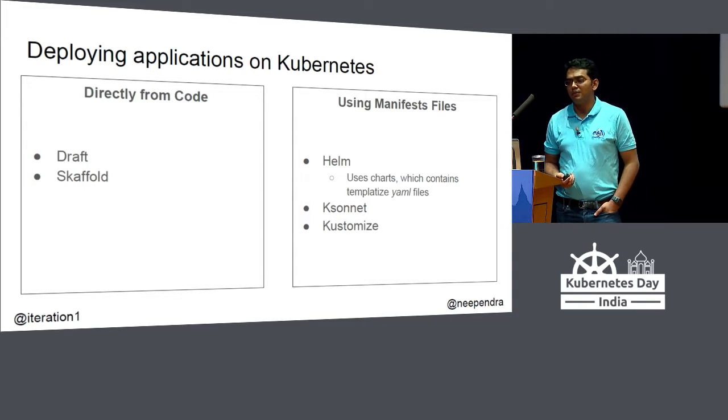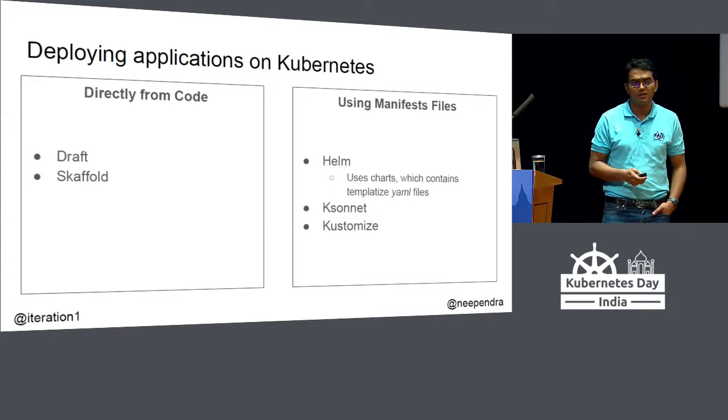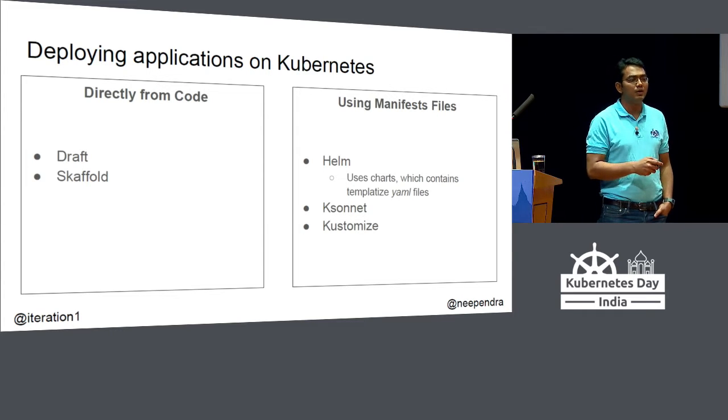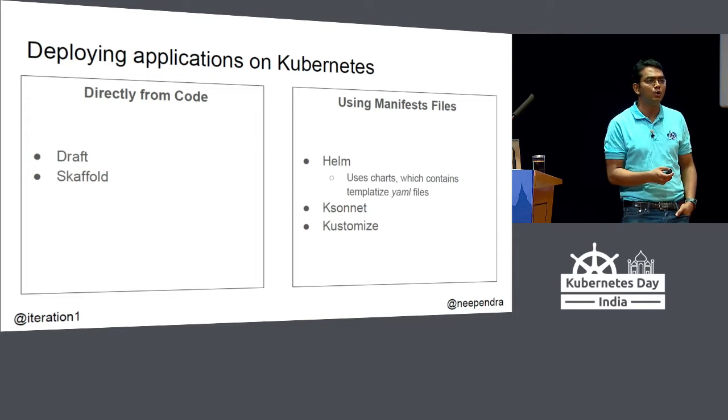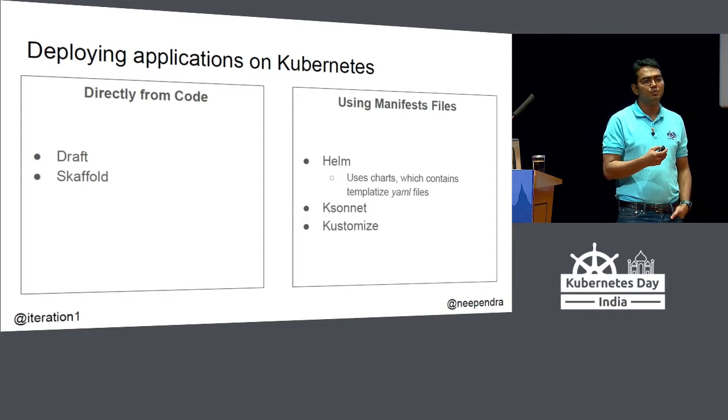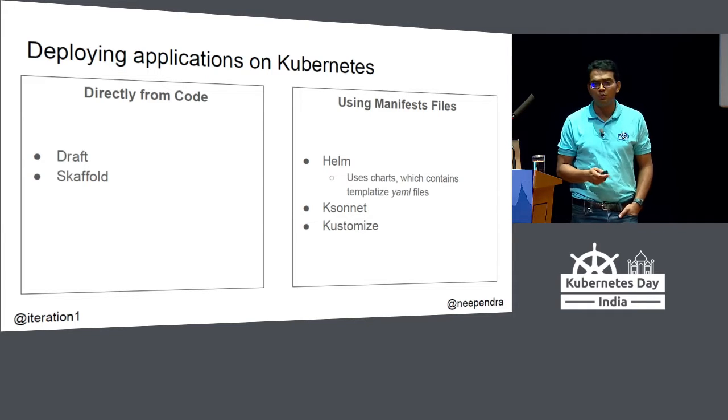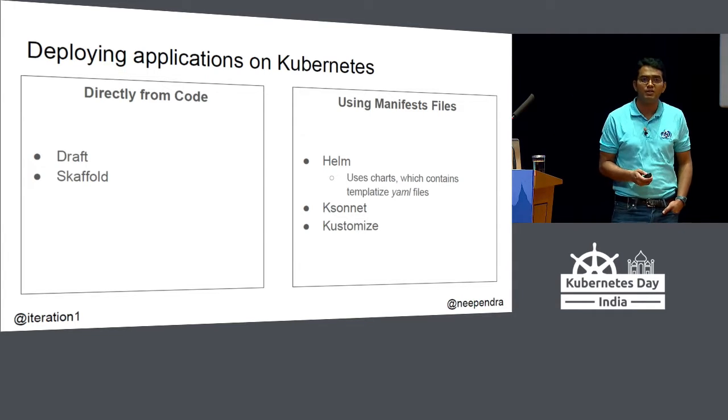Then there are tools like Helm, KSonnet, Kustomize, which can eventually convert to a YAML file, but they would help you to do it in a way where you parameterize your parameters. For example, you can say, I want to parameterize my image name, my replica count, and so on. So you can parameterize them, and then those tools would eventually deploy the applications for you.